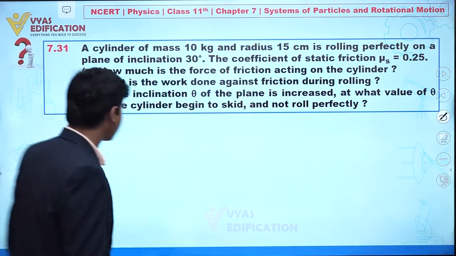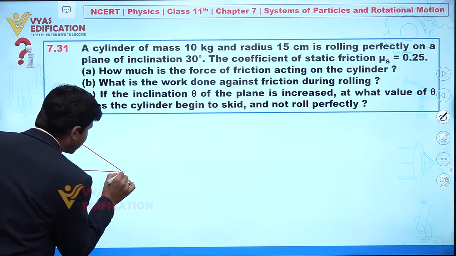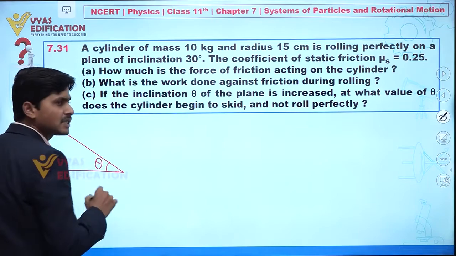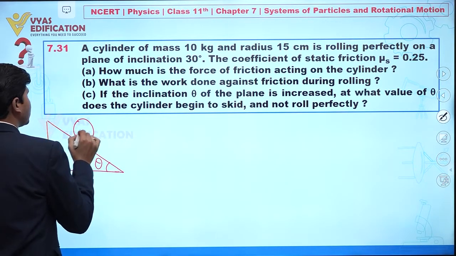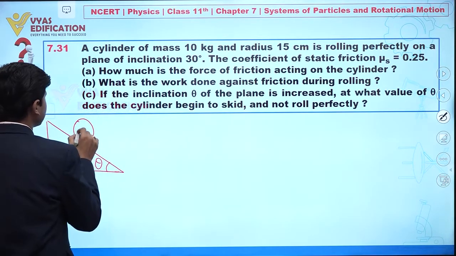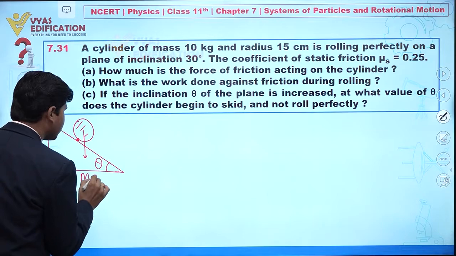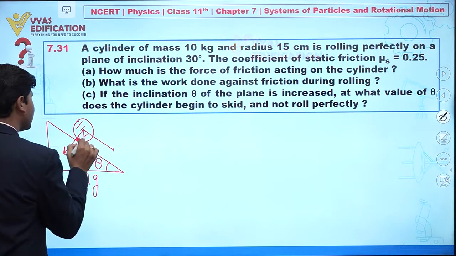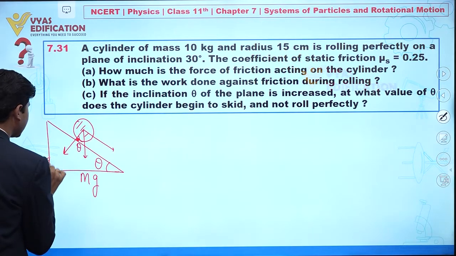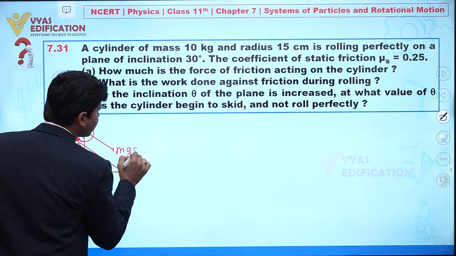Now concentrate on the screen. Let's suppose this is an inclined plane. I am assuming this angle is theta. Here we have a body, let's suppose a solid cylinder. If I am talking about forces, I can say here mg force is acting. If this angle is theta, this is mg cos theta, and this is mg sin theta.